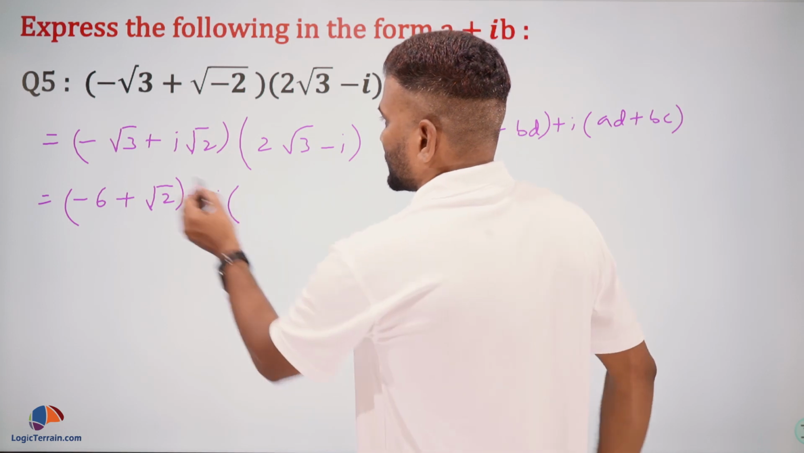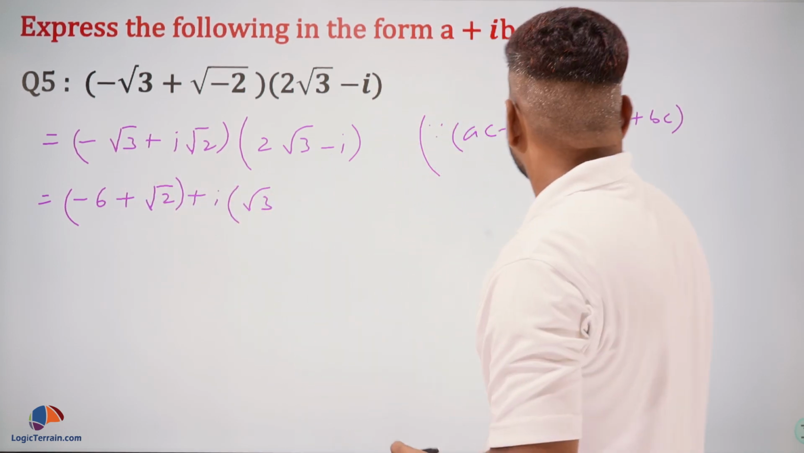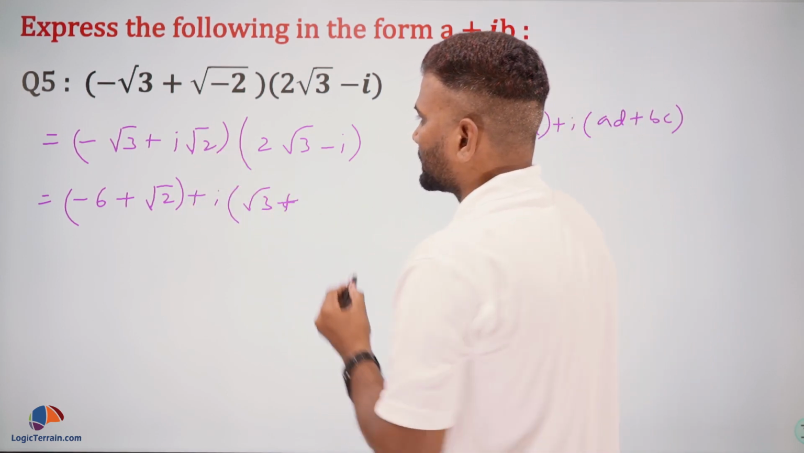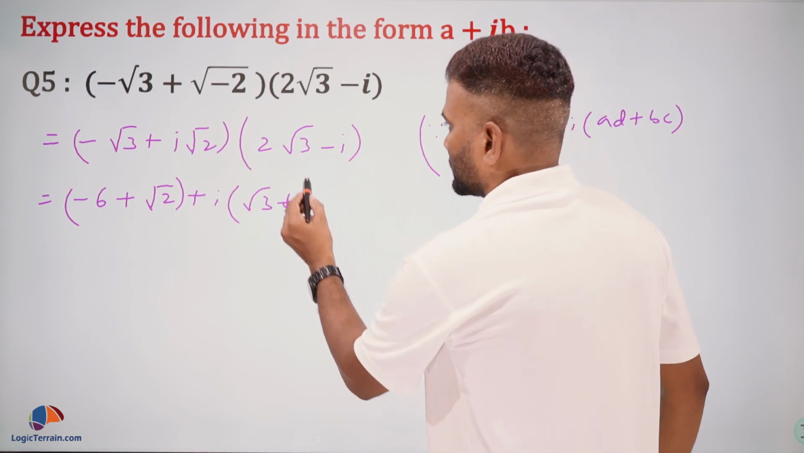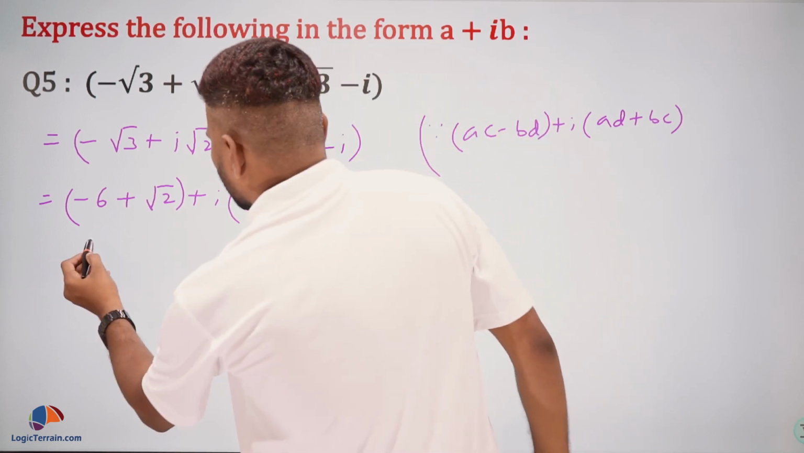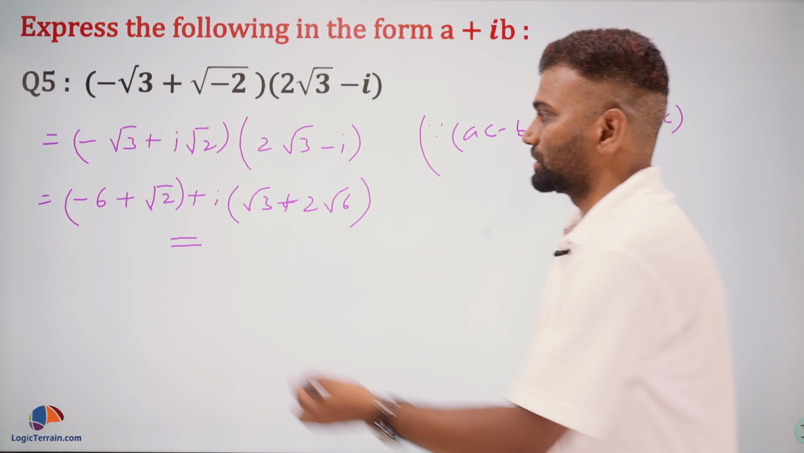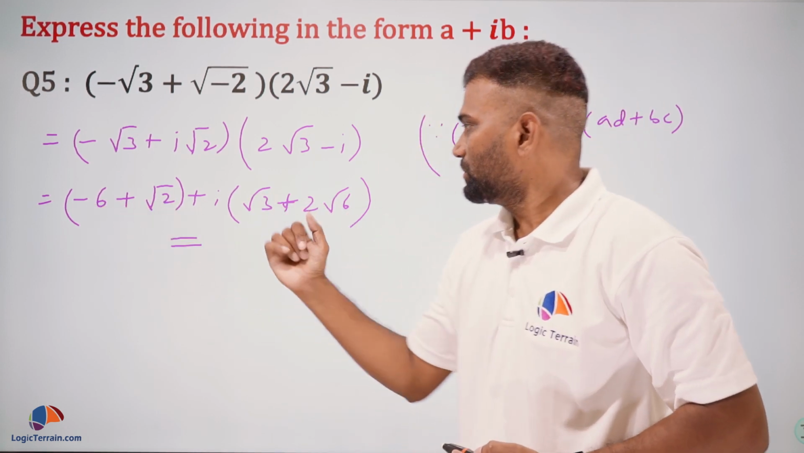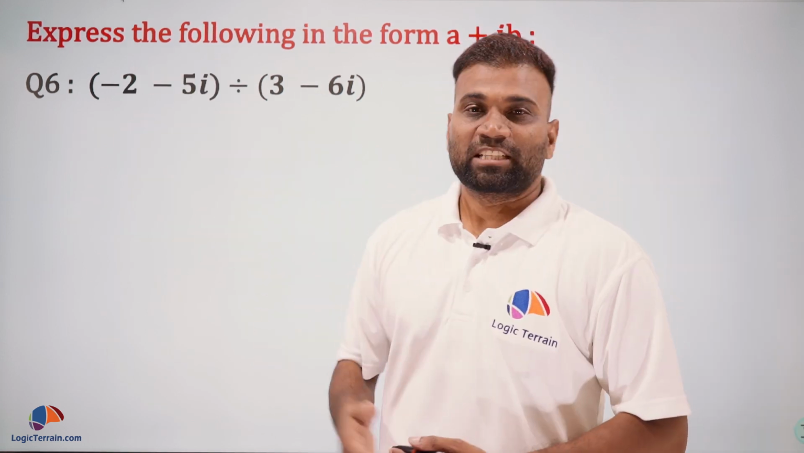Negative into negative positive, square root 3 into 1, square root 3, and BC plus square root 2 into 2 square root 3, square root 2 into square root 3 is square root 6, so 2 square root 6. So this is our required form, which is a plus ib. Here a is negative 6 plus square root 2, b is square root 3 plus 2 square root 6. Here is the next question.